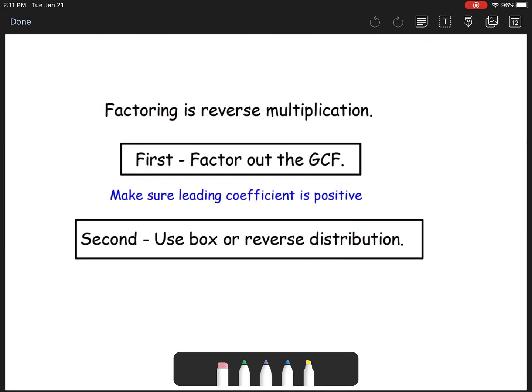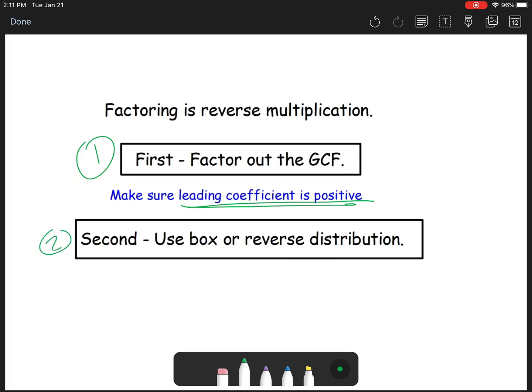So if you think back to our factoring, it's just reverse multiplication, and we had two steps. The first step you always need to do is factor out the greatest common factor. Not only does it make the process easier, but you can also come up with the wrong answer if you don't factor out that greatest common factor first. Also, you want to make sure the leading coefficient is positive, and that's something we'll talk about.